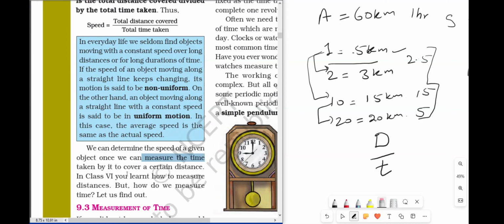In class 6, you learned how to measure distances. But how do we measure time? We'll find this out in the next video.